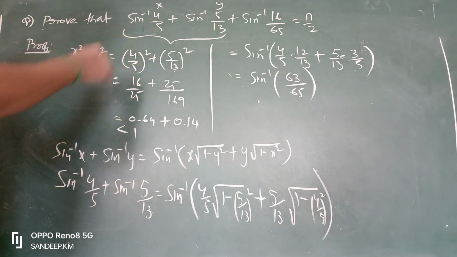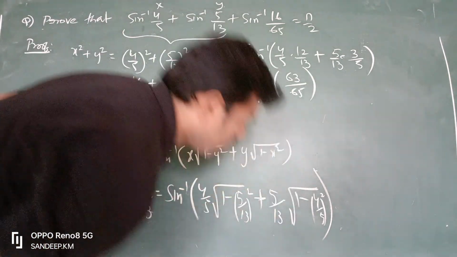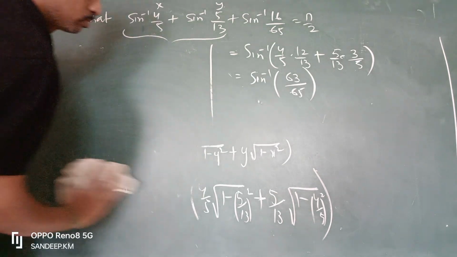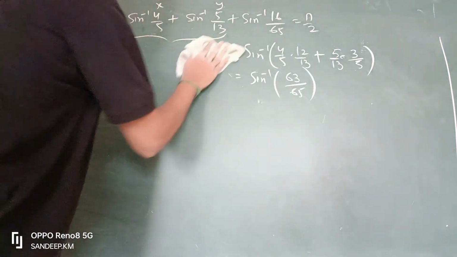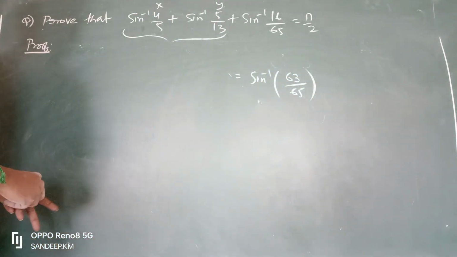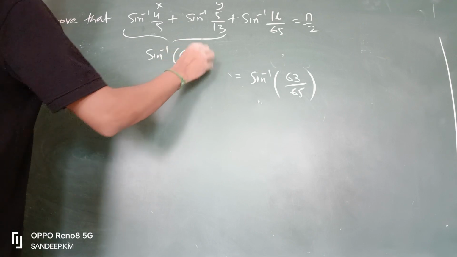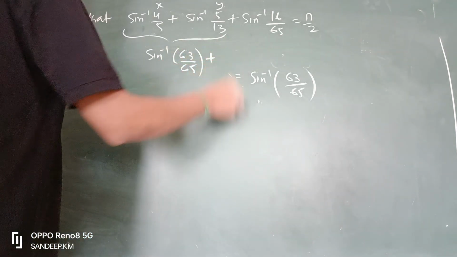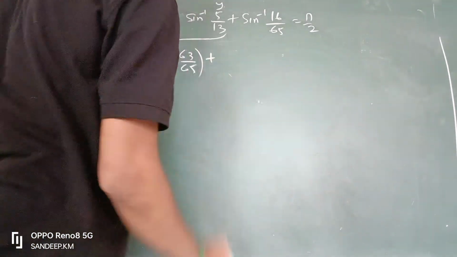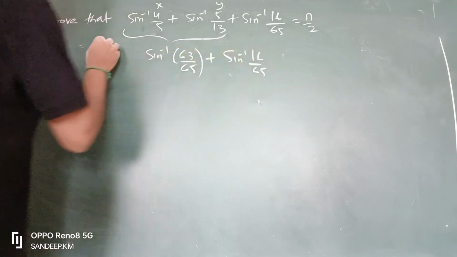Therefore, the sum of the first two is sin inverse of 63 by 65. Okay, now plus what is it? Sin inverse of 16 by 65.